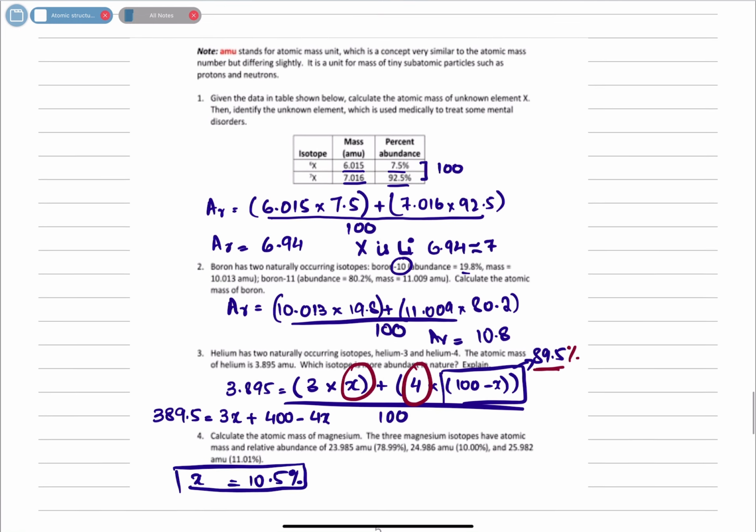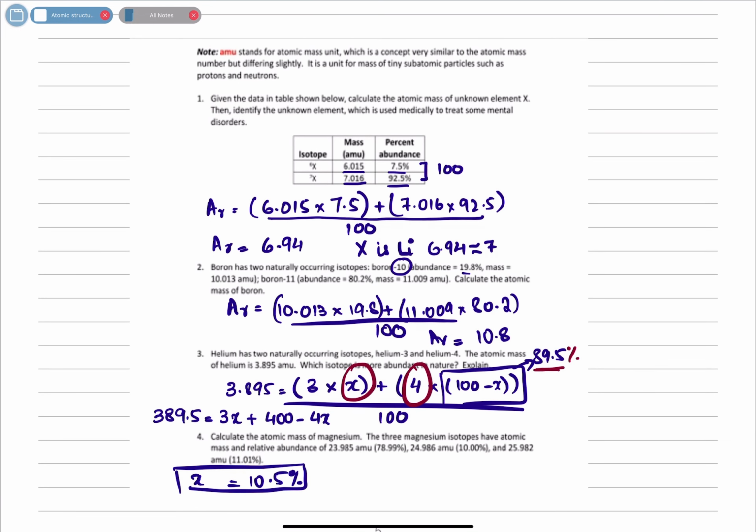In the next video, we're going to see what ions are, how many sorts of ions there are, and how to write their electronic configurations.